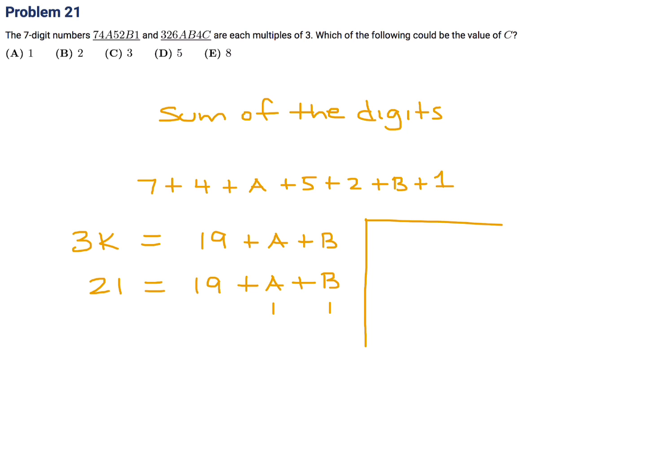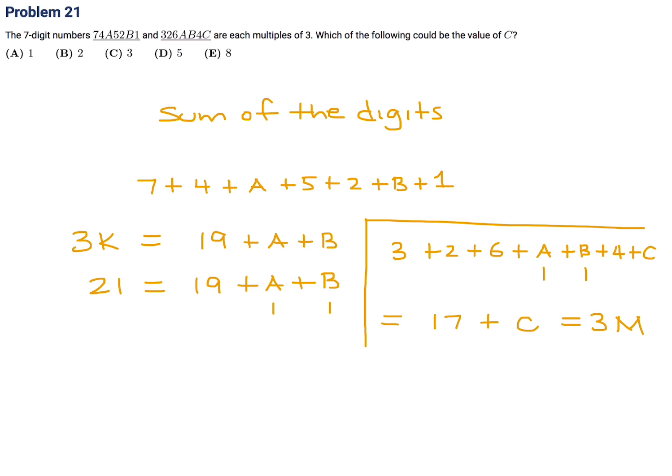Now let's look at the second one. So we have 3 plus 2 plus 6 plus A plus B plus 4 plus C. All right, let's substitute 1 for A and 1 for B. And when you add up those numbers, you get 17 plus C, right? So 17 plus C now has to be some multiple of 3, 3m, let's say this time.